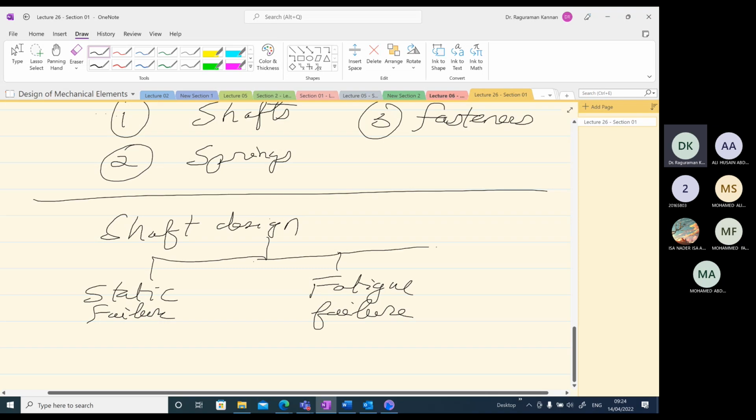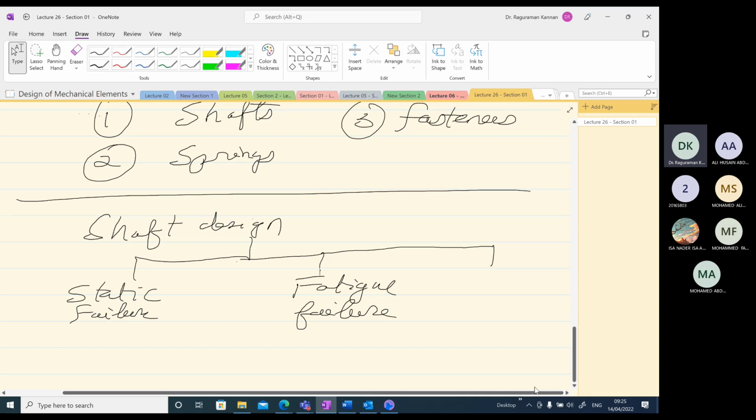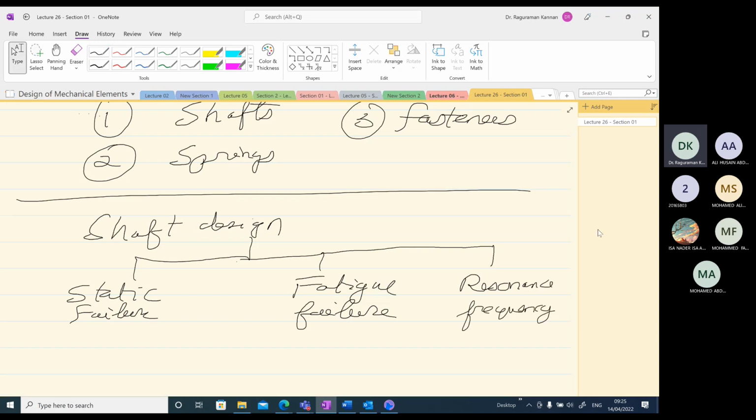Now, often this type of calculations will be repeated calculations, and it is quite a long procedure. The actual design calculations are pretty long here. We have to repeatedly do the calculations again and again. In addition to that, since the shaft is rotating, we need to consider resonance frequency. This is a very, very important phenomenon, and we have to ensure that we never run the shaft corresponding to the resonance frequency. If we do that, it will lead to failure of the shaft.